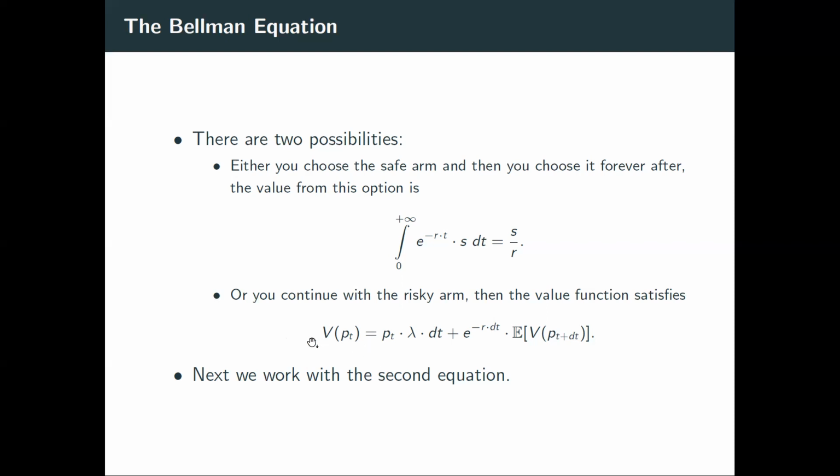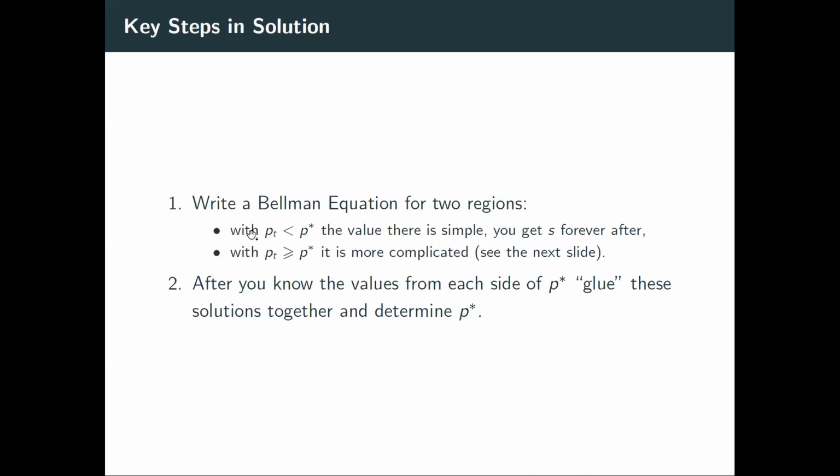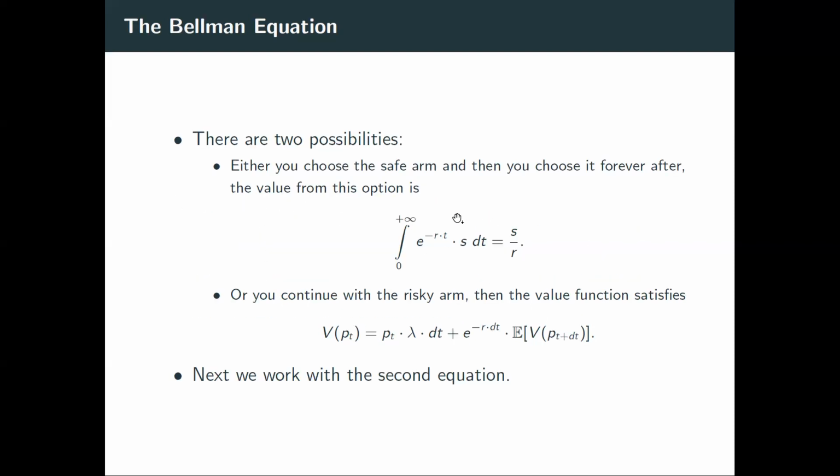So next, we'll just work with this equation, and then we will remember what we got as the value function for the region where p_t is smaller than P star, right? And we'll start gluing these solutions together.